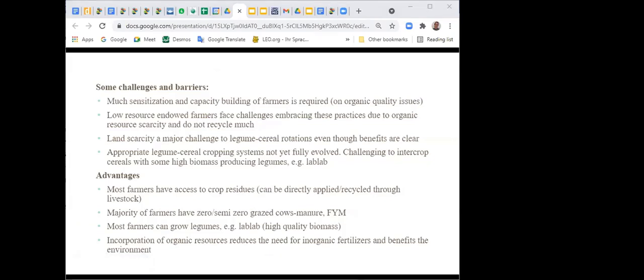Incorporation of organic resources reduces reliance on inorganic fertilizers. I'm just concluding.